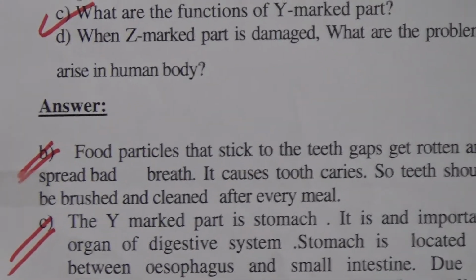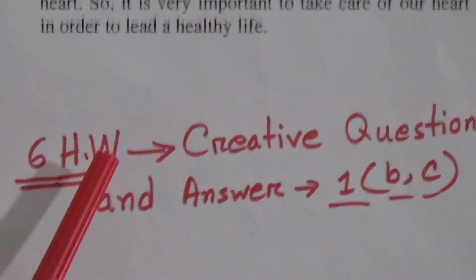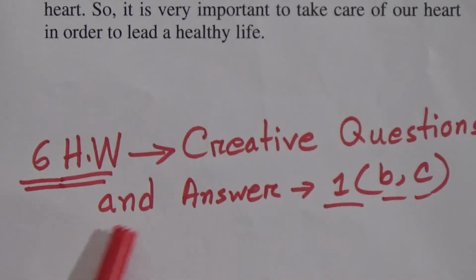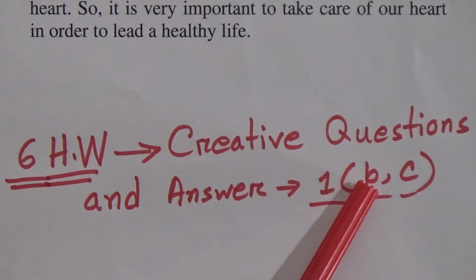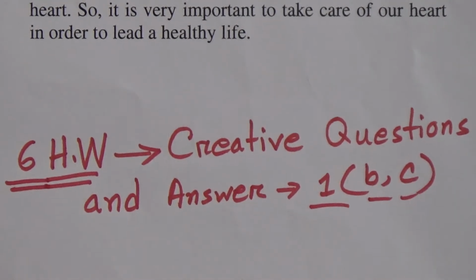And repeat your SW. Your SW number is 6 number SW. Your SW will be creative questions and answer 1 number, sub number is B and C.